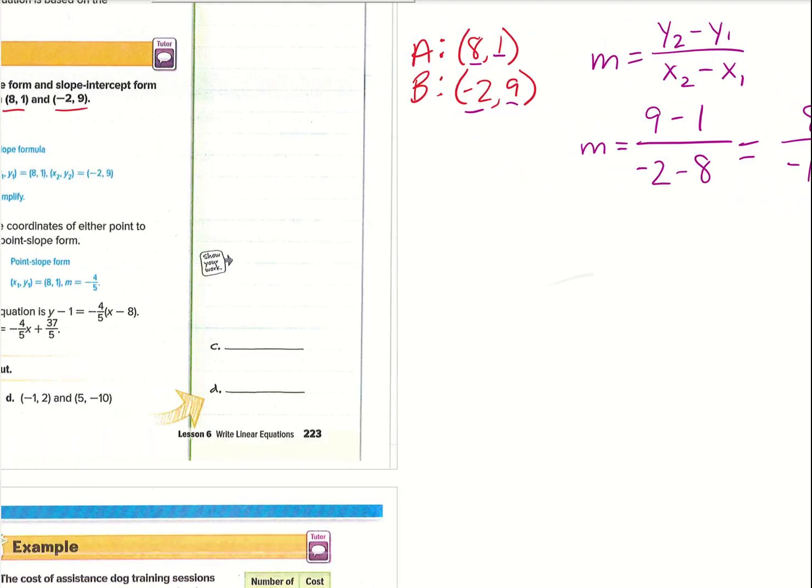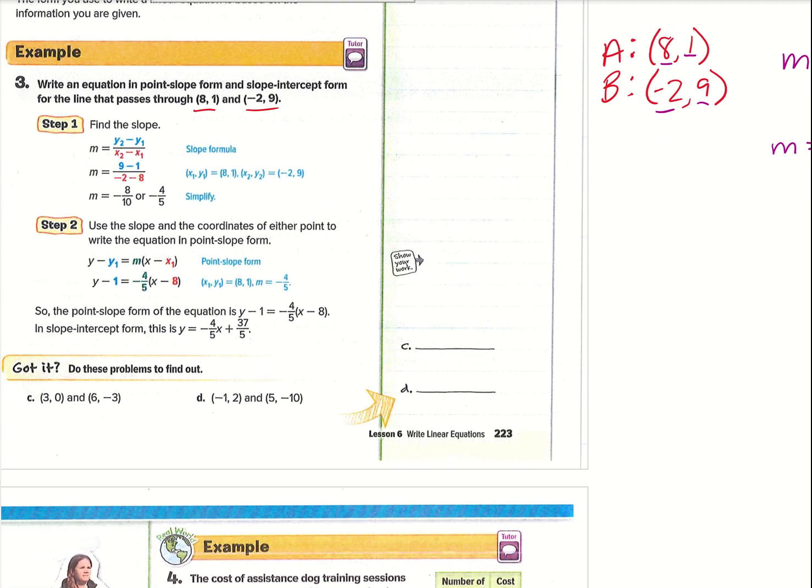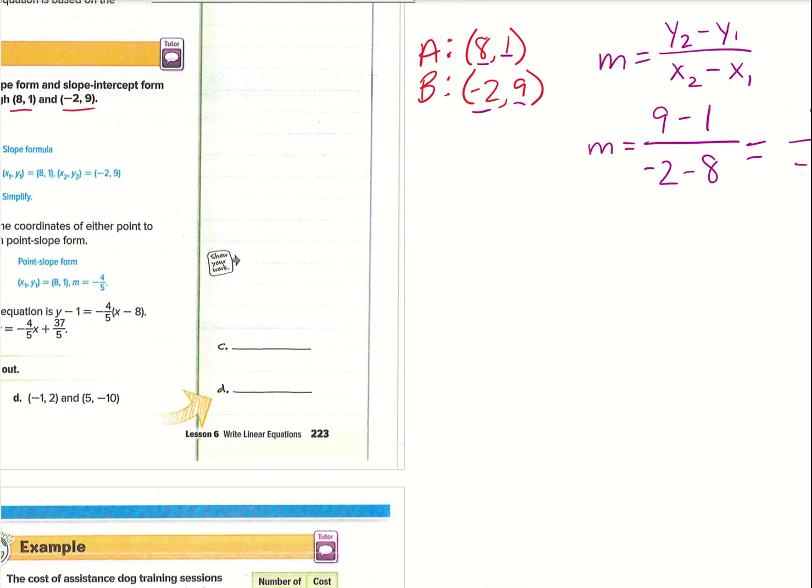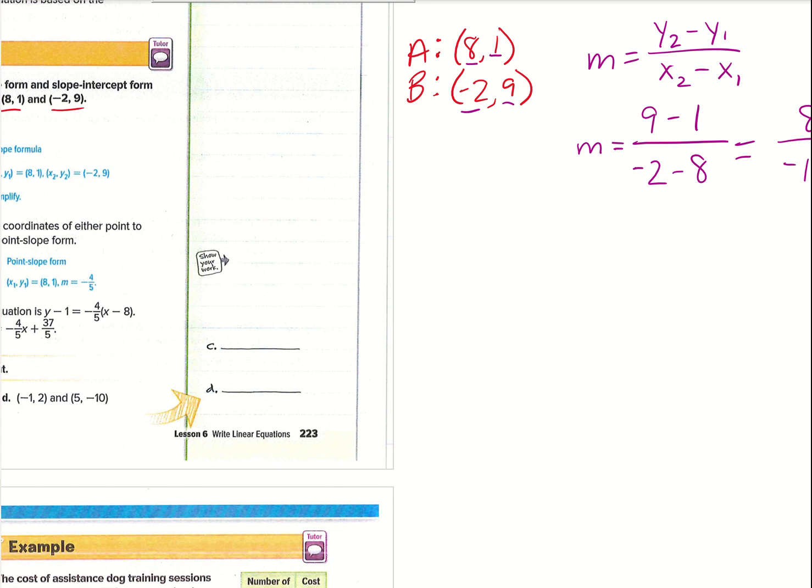Now we need to write an equation in point slope form. So if I go back to point slope form, we have y minus y1 equals m times the quantity x minus x1. Now I can plug points in. Remember, y and x stay the same. We can change y1, m, and x1.